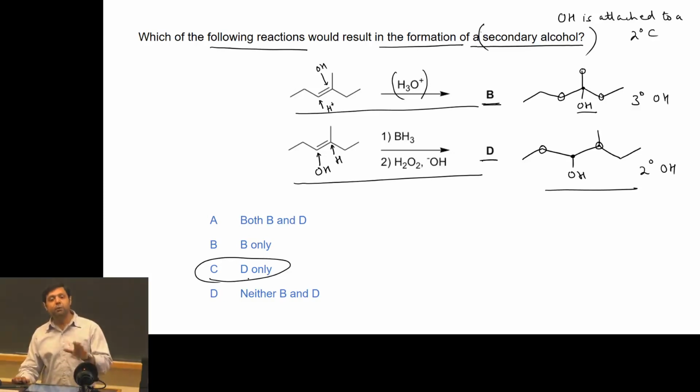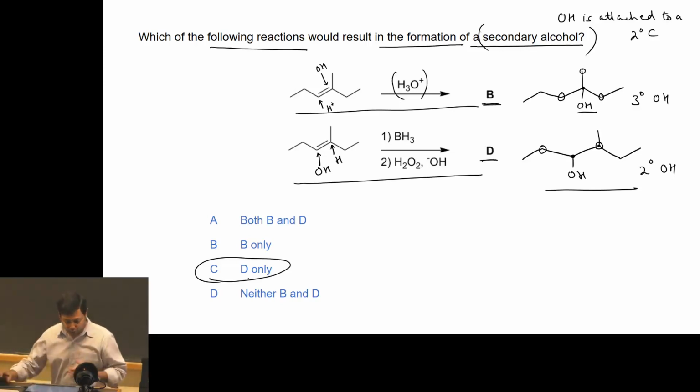So key things to keep in mind about hydroboration reaction is always you will get syn addition, which means H and OH on the same side of the double bond. The second thing, OH will go to the less substituted carbon of the double bond. H will go to the more substituted carbon of the double bond.